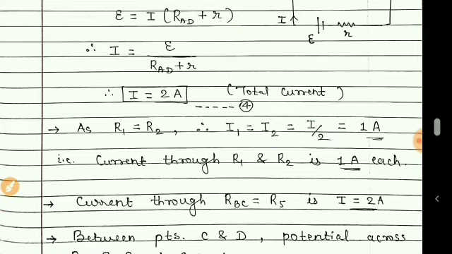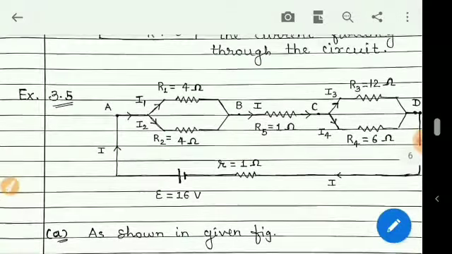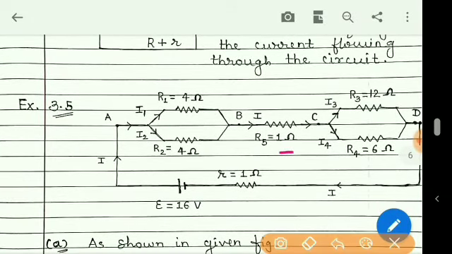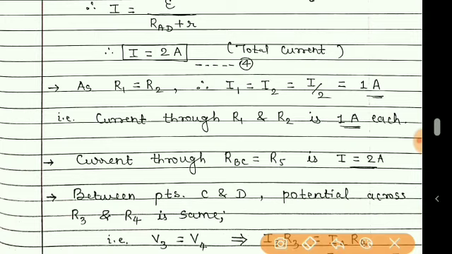Now current flowing through BC, that is resistor R5. I will show you here. You can see in this figure, current flowing through this R5 will be how much? So again this 1 ampere and this 1 ampere will combine and become 2 ampere in this branch. So we get the current across R5 as I is equal to 2 ampere.